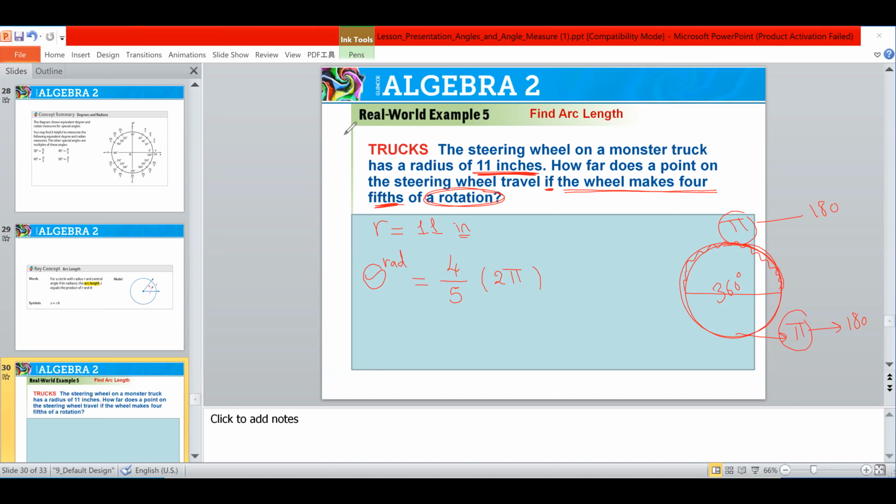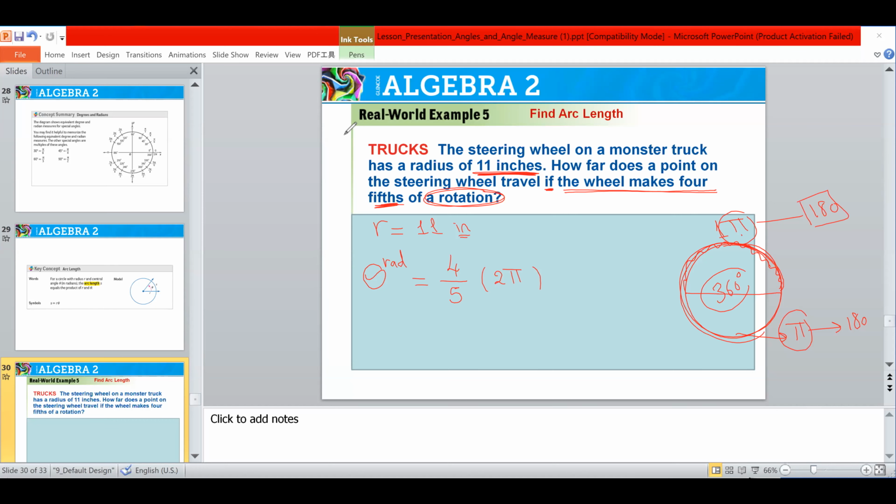We have how many pi? 2 pi now. It means the complete rotation is 360. Yes, 1 pi refers to 180. So 2 pi refers to 360. So now this is our angle.